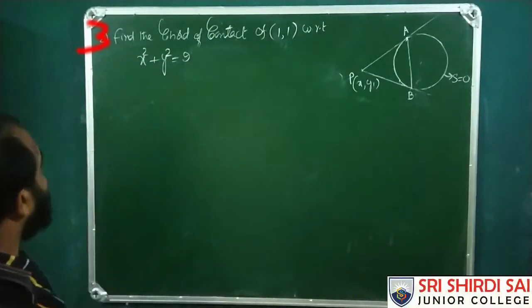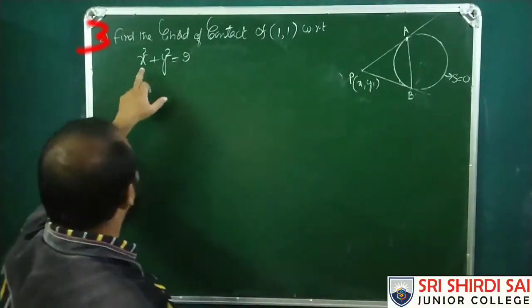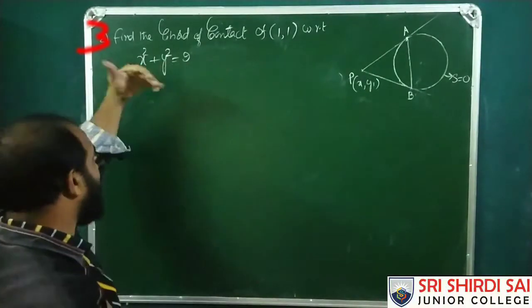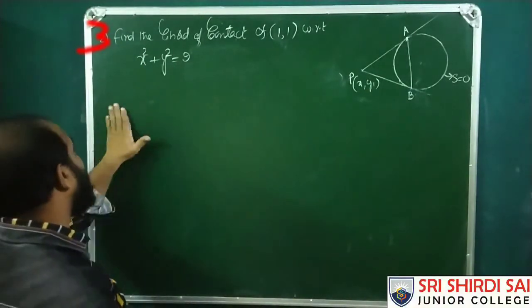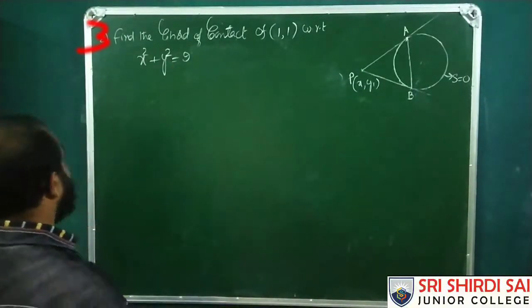The third question is the same. Find the chord of contact of 1, 1 with respect to x square plus y square equals 9. The earlier one was the general equation of a circle, and this one is a standard equation of the circle whose center is at the origin. Solution.